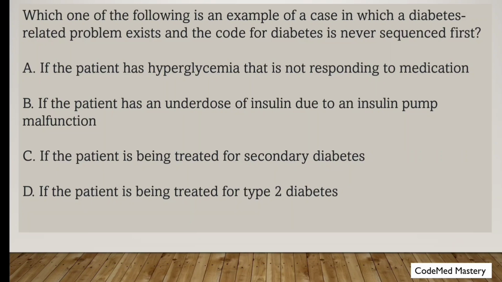And the correct answer is option B, if the patient has an underdose of insulin due to an insulin pump malfunction. According to ICD-10 guidelines, when there is an underdose of insulin due to an insulin pump malfunction, the code for malfunction is sequenced first, followed by the code for underdosing. Then code for diabetes is added as an additional code. Therefore, the right answer is option B. Next question.